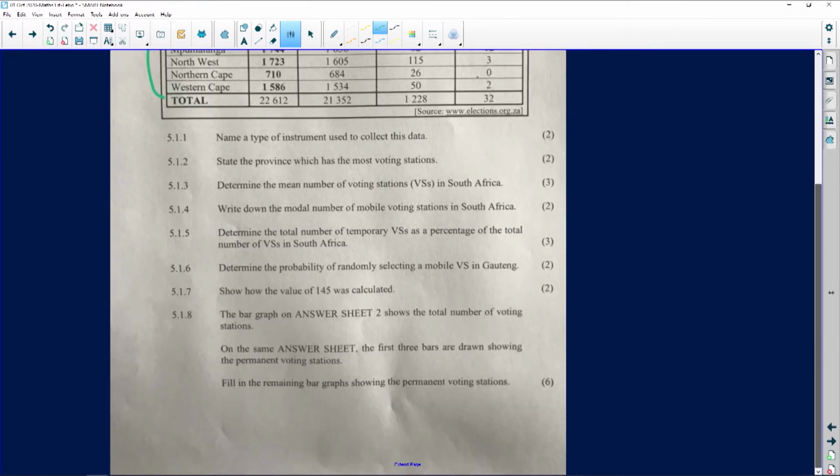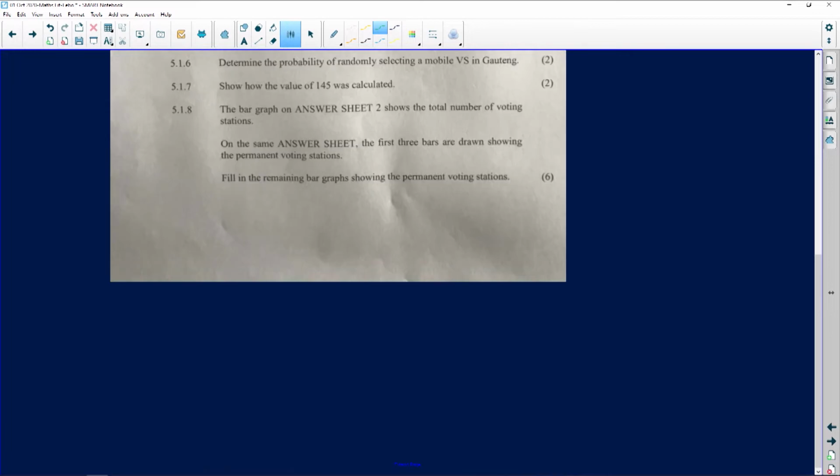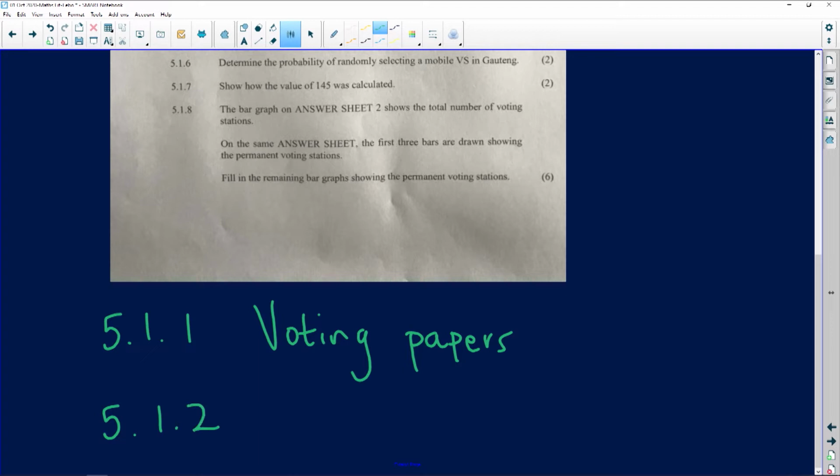So there's different types of instruments you can use when you are collecting data. In this particular case, it looks as though they used voting ballots, or they used the stations, or they went and they observed. So you need to determine which one you want to use. Okay, so I would then say voting ballots. I'll use that one as the instrument that has been used over here. So I'll just say the voting papers that were used. But in this particular case, it could have also been the provinces or whatever the case is.